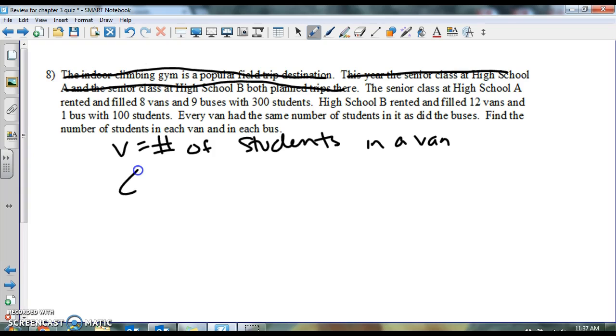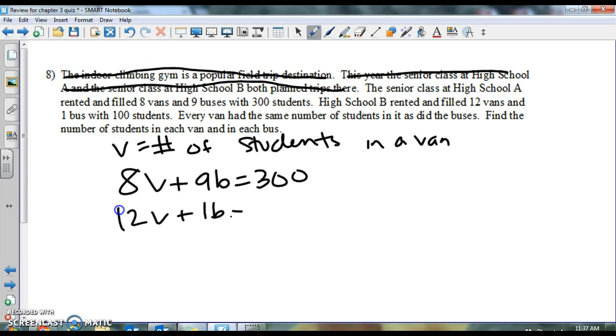Your equations would be 8V plus 9B equals 300. 12V plus 1B equals 100. Use elimination to find the number of students in a van and the number of students in a bus. Okay? Make sure you also write the B one. I just didn't write it all in a bus.